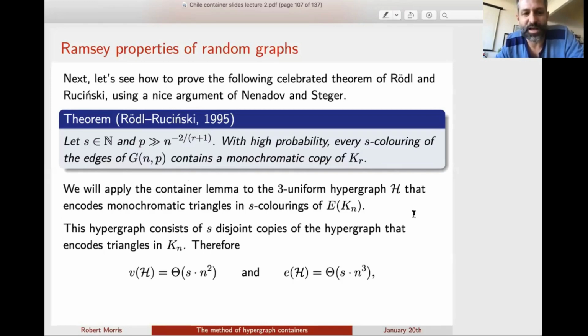Okay, so a subset of the vertices of this hypergraph corresponds to a multi-coloring of the edges of the complete graph. Right, so if you take the whole thing, you're saying each edge can be any of these S colors. An S-coloring would be, for each edge, you take exactly one of the copies. So this hypergraph has S times n choose 2 vertices and S times n choose 3 hyperedges. Right? It's just S copies of the one we had before.